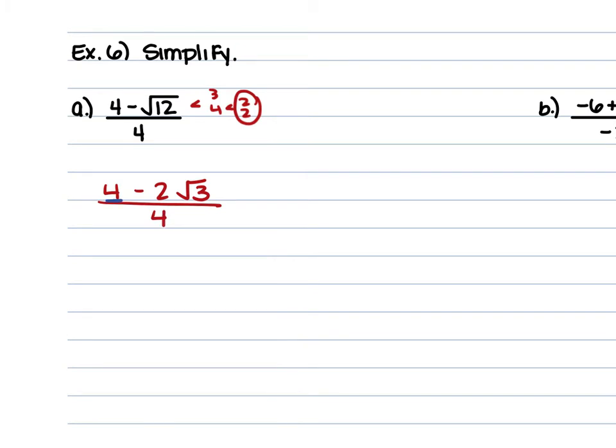You'll see that this 4 up top, the negative 2, and the 4 on the bottom are all divisible by 2. So we are going to divide each of those numbers by 2. When we do this, that 4 is going to turn into a 2, the negative 2 turns into a negative 1, and the 4 on the bottom turns into a 2 as well. So we have 2 minus 1 square root 3, which is just negative square root 3, all over 2.